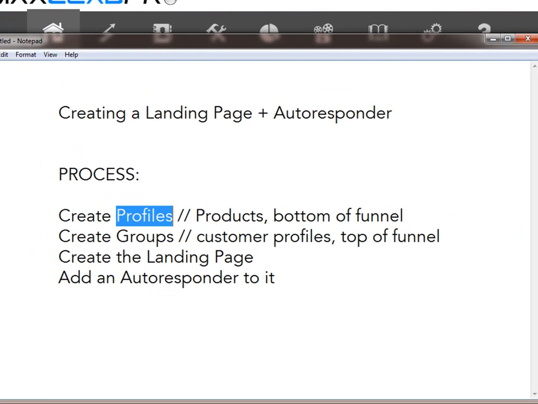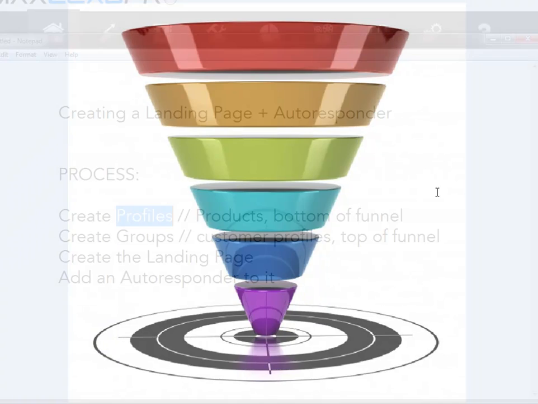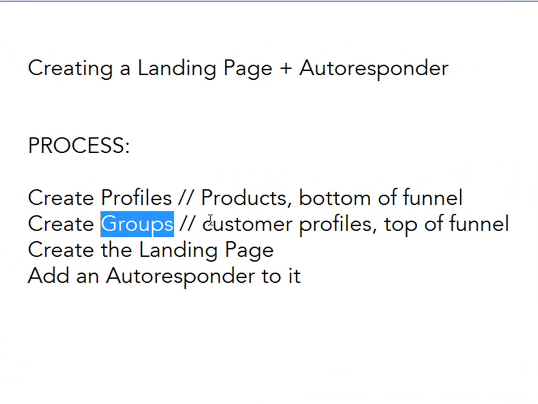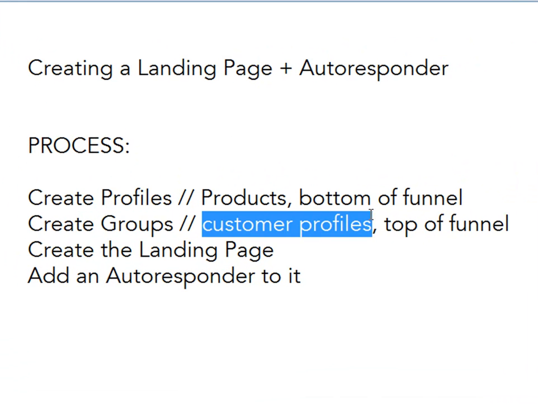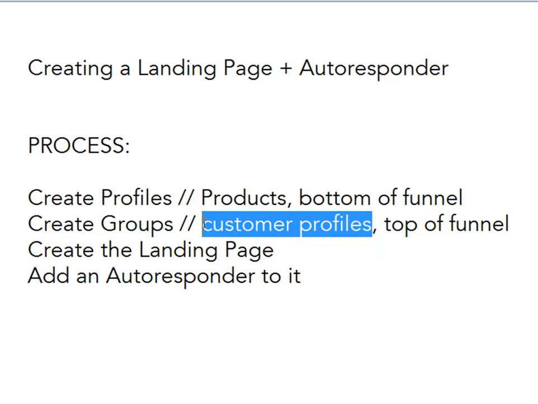So in your case, you would probably have 3 profiles. Now for those familiar with the marketing concept of the funnel, this is going to be the top of the funnel. The top of the funnel is going to be groups, and the bottom of the funnel is going to be profiles in our case. Now groups is for customer segmentation. Right, so let's say you might have a group called Met at live event XYZ, or PPC traffic, or something like that.